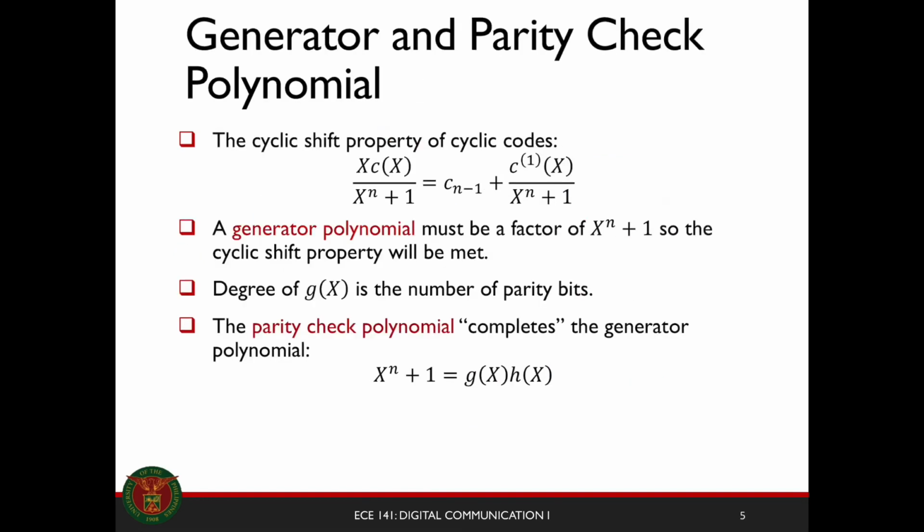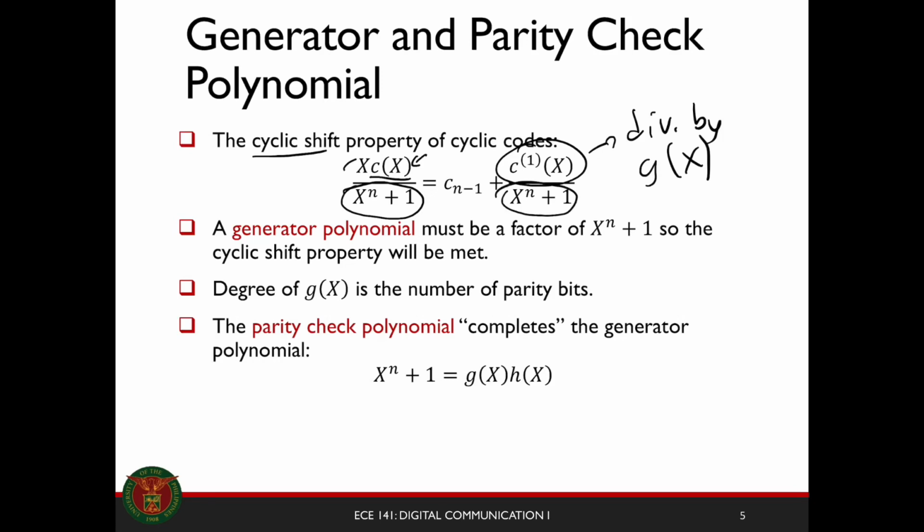So how do we check then if a code word that we received is valid? As I've mentioned before, a cyclic code must have the cyclic shift property. Recall that you multiply x to your code word c of x and divide that by x to the n plus 1. The remainder will be the cyclic shifted version of your original code word, and this must be divisible by g of x. For your cyclic shift property to work, your generator polynomial must be a factor of x to the n plus 1.